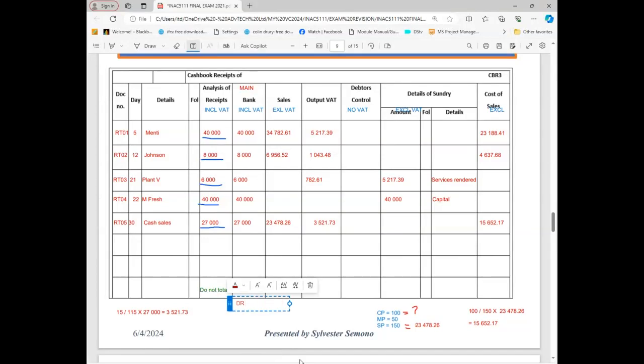Can you see now? You don't have to worry if you're writing exam. The rest will be the opposite. To save time. Can you see now? Except cost of sales will always be the same as the main account. So other columns in the middle will always differ. So this is what we call the CBR or CBP.